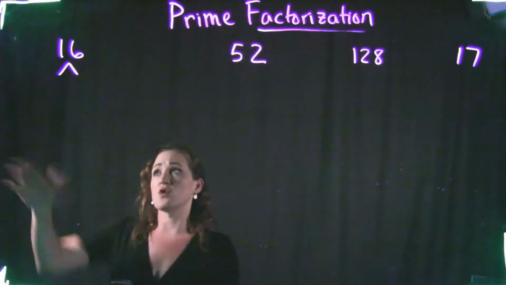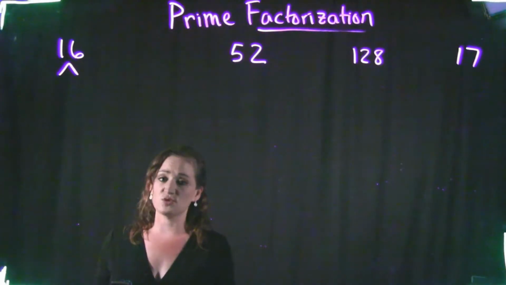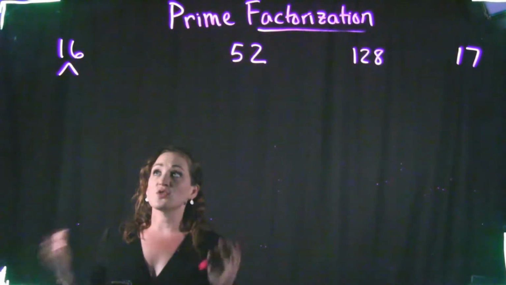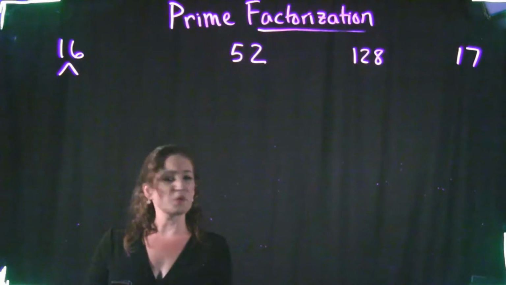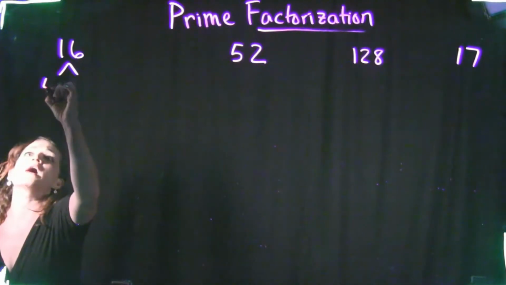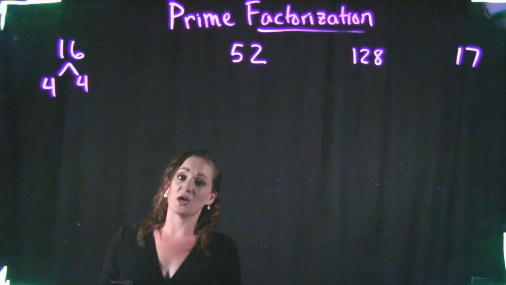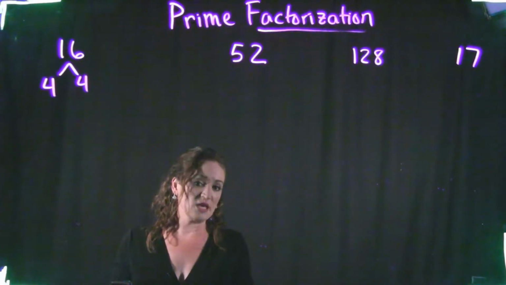For example, 4 times 4 gets you 16. 2 times 8 gets you 16. So there could be a few different combinations, but really just start with whatever the first combination that pops into your head is. I'm going to go with 4 times 4, just because that's the first thing that I think of when I think of the number 16.